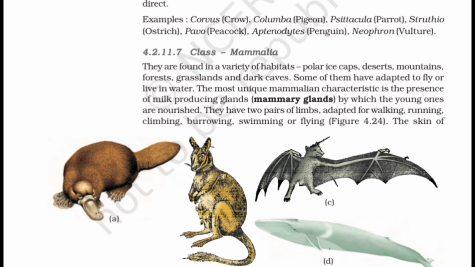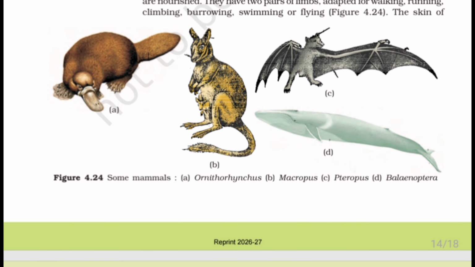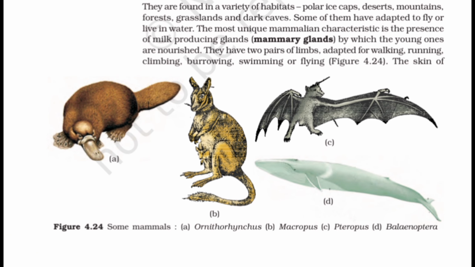Figure 4.24. Here we can see some of the mammals. A represents Ornithorhynchus, which is an oviparous mammal, B represents Macropus, which is kangaroo, C represents Pteropus, which is a flying fox, and D represents Balaenoptera, which is the blue whale.